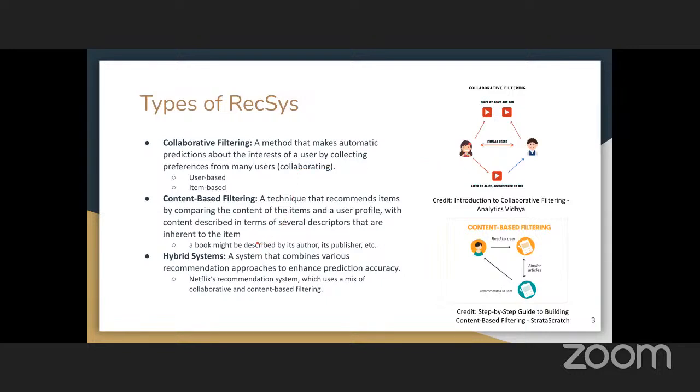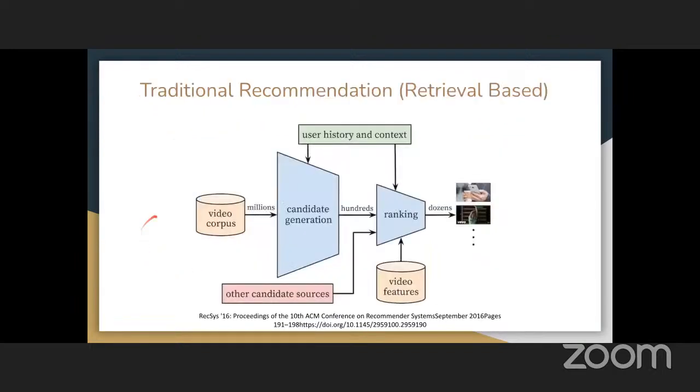Similarly, we have content-based filtering. This method is helpful when we have the cold start problem, when we don't have lots of user interaction data or user history data. What we can do is find a user who likes item 1, and then find similar items to item 1 using item features, and based on that we recommend the similar item to the user. And then we have a hybrid system that uses both of these mechanisms. So this is how the traditional recommendation system looks.